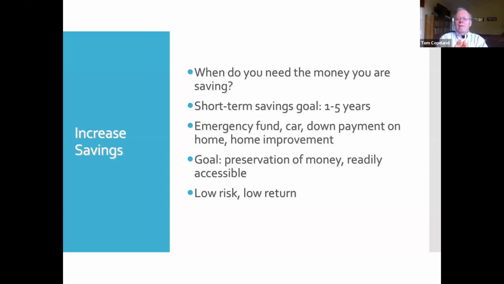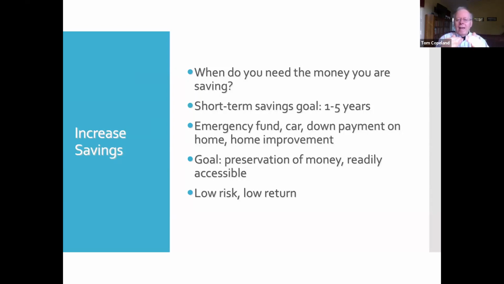If you're saving money for these things, your goal is to preserve the money. You don't want to take risks with it. You want it readily accessible. So if there's an emergency, or if your car breaks down, you need to be able to get to the money quickly and not have to worry that its value went down.